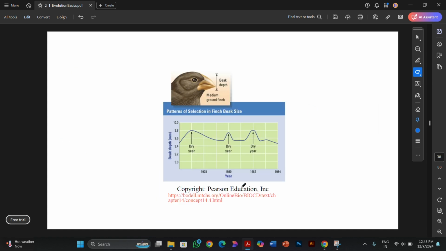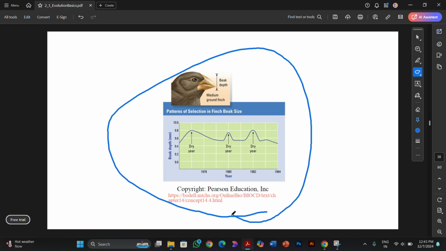This is the graph I talked about. During dry years, the beak depth keeps increasing, and then decreases in the rainy season. Why does it decrease? That is also a topic to think about. With bigger beaks, it can also eat small seeds. So why does it decrease during this time? It should not decrease now.